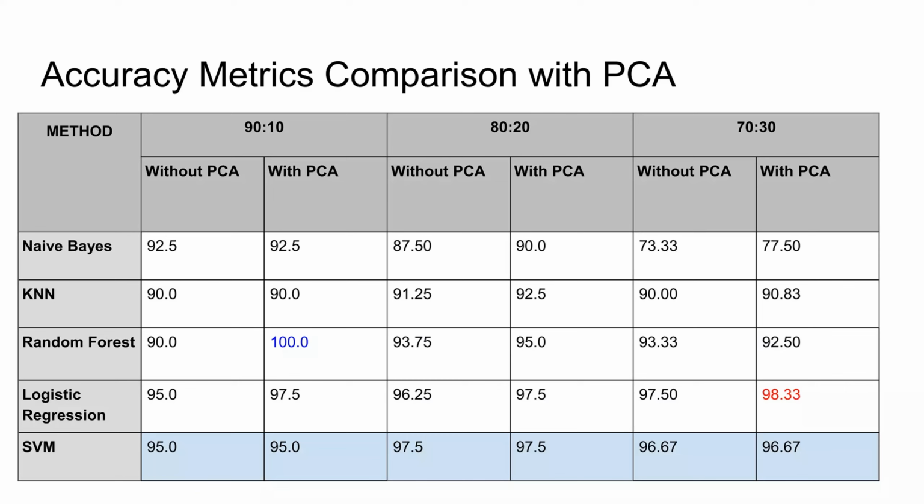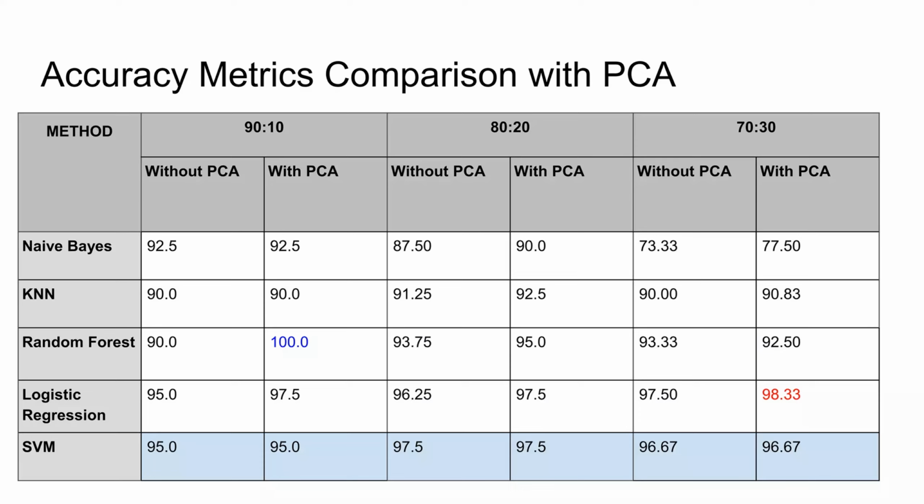Support vector machine, SVM. Performance trend: accuracy remains unchanged at 95% with PCA for the 90:10 split. Performance remains unchanged at 97.5% with PCA for the 80:20 split. Accuracy remains unchanged at 96.67% with PCA for the 70:30 split. Interpretation: SVM's performance is unaffected by PCA across all splits, indicating that the dimensionality reduction does not impact its performance.